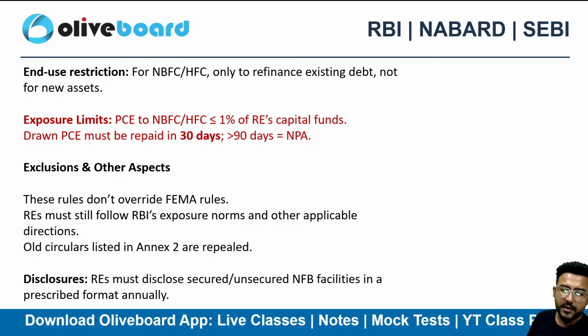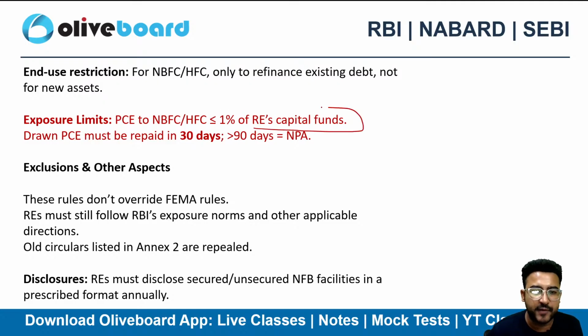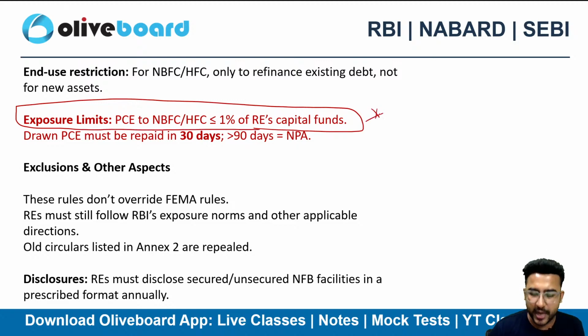Exposure limits. Partial credit enhancement to any kind of NBFC or HFC should be less than or equal to 1% of the RE's capital fund. Please do remember this one as well. I have covered this in your RBI circular video as well, right? If you are giving any partial credit enhancement to any NBFC or HFC, whatever your capital fund is, you can go maximum up to 1% of your capital fund. That's it.